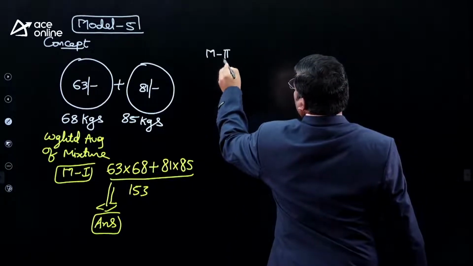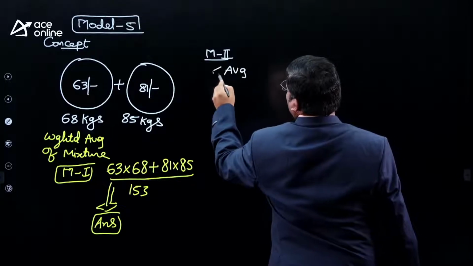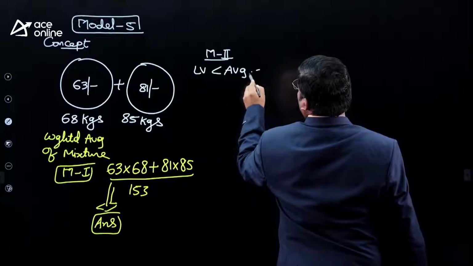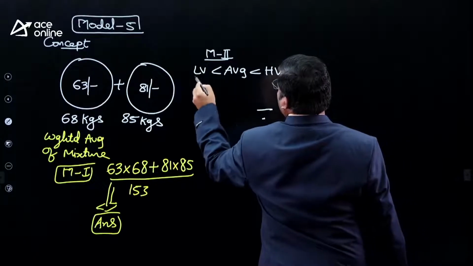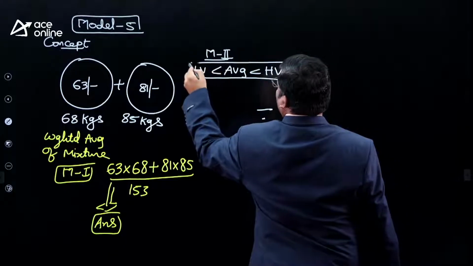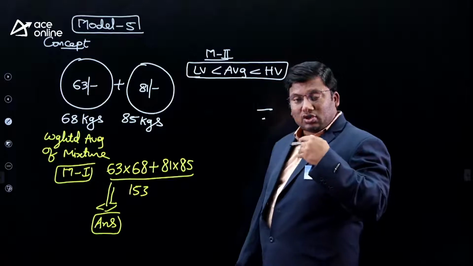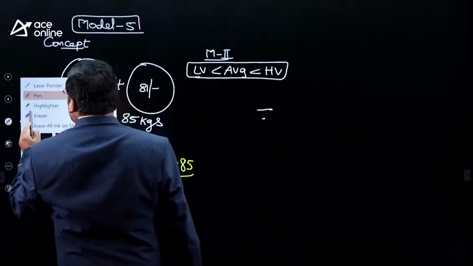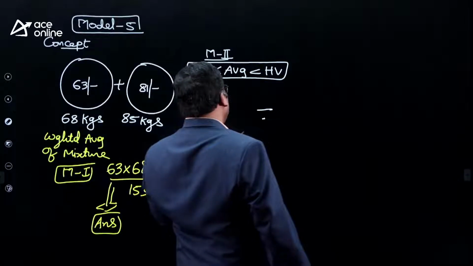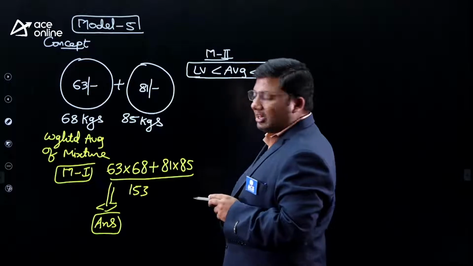Method 2. Can I say that average always lies between lowest value and highest value? Average always lies between lowest value and highest value. This idea, it is clear. Average is always greater than lowest value. Average is always less than highest value.